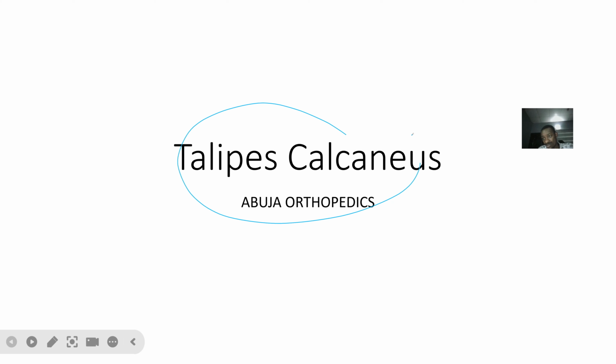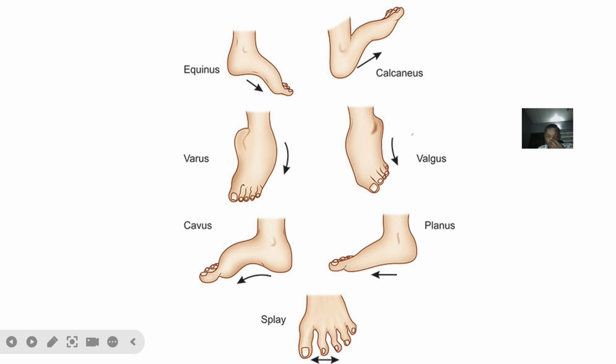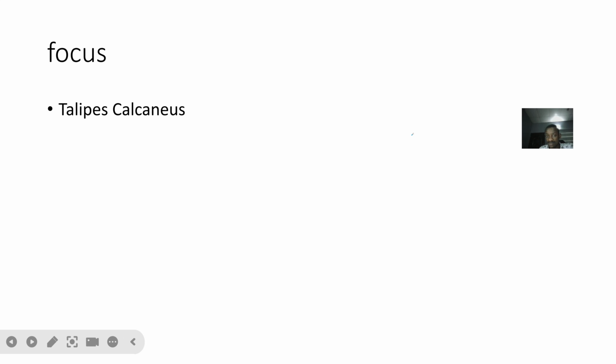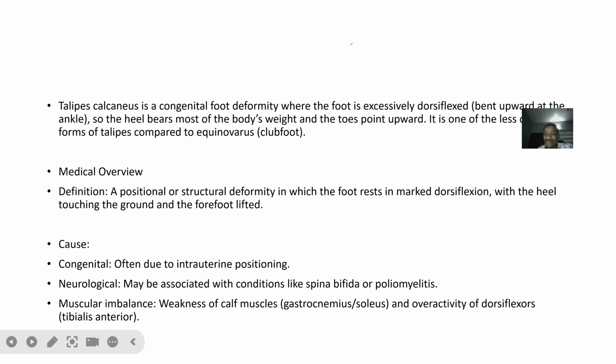Talipes calcaneus. So the general name is what? Talipes equinovarus. Okay, well, we have different subtypes. These are what? Talipes calcaneus. Talipes calcaneus is this. Please note this: the front of your foot is not touching the floor. The only part touching the floor is your heel. That's what we call talipes calcaneus.